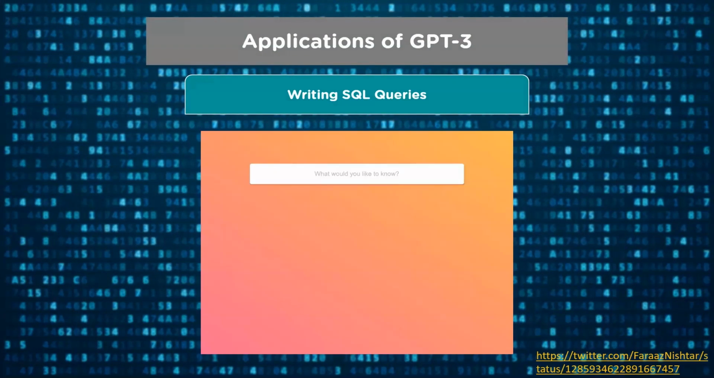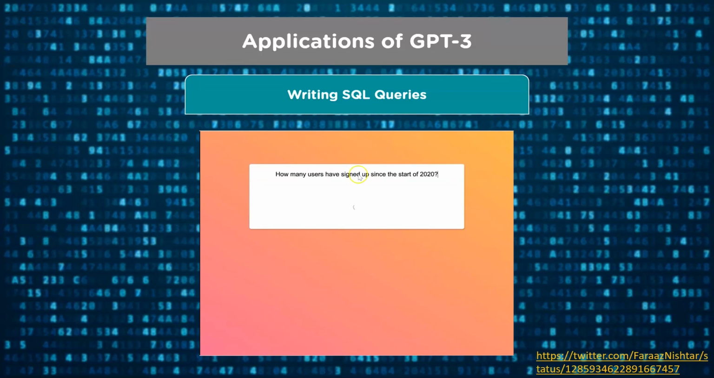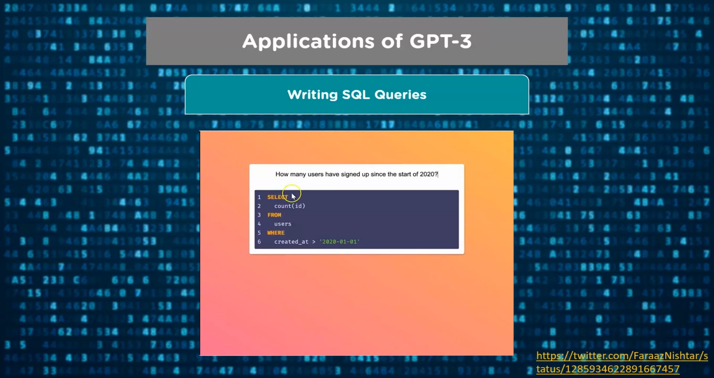Next, the GPT-3 model can help you write SQL queries given a line of text and a table in place. You can see here the user wants to find out how many users have signed up since the start of 2020. Now if you search for this result, GPT-3 will automatically give you an SQL query. You can see it here: select count ID from users where created at is the 1st of Jan 2020.